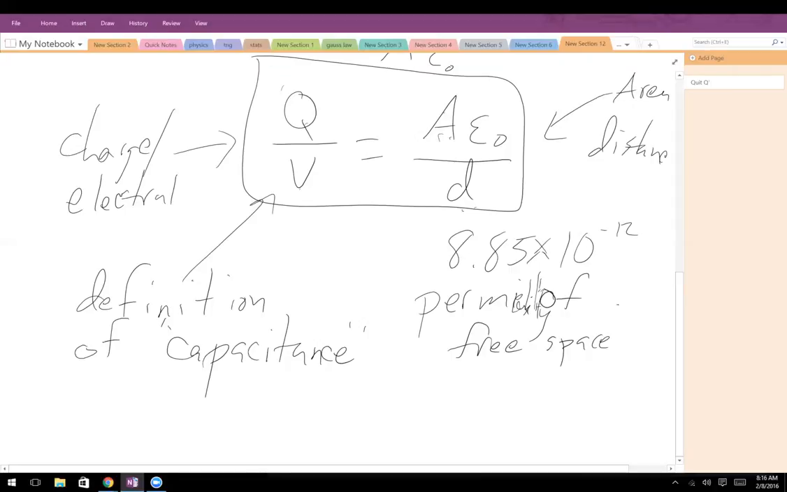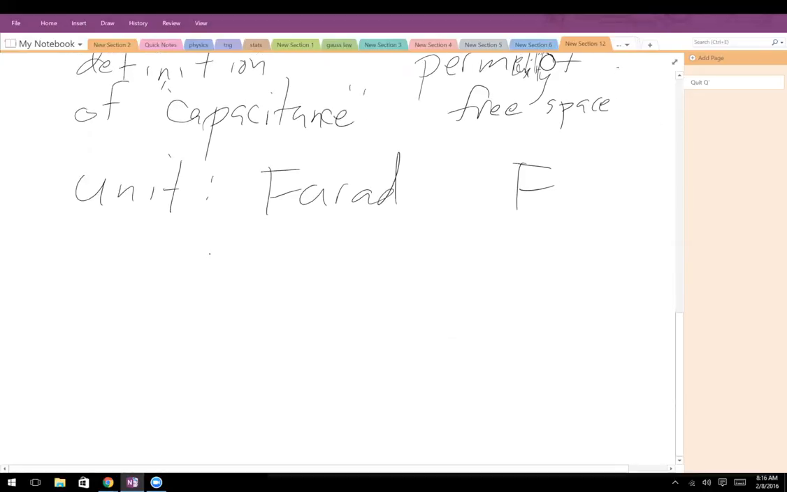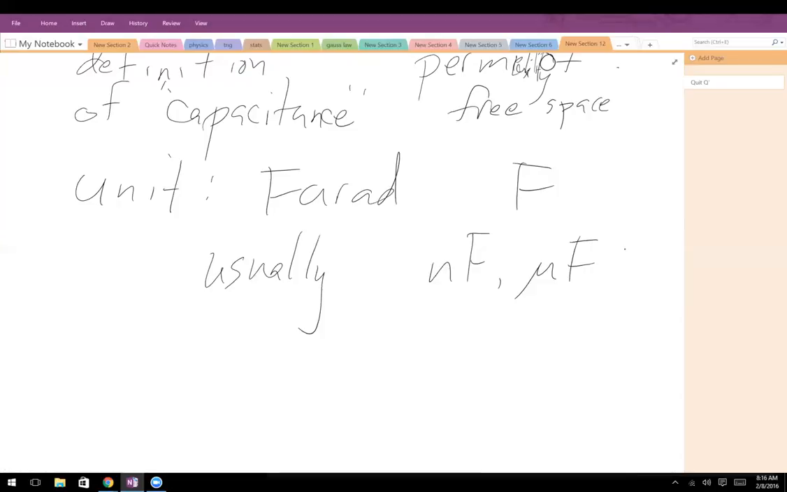So, okay, I guess one more thing about capacitance. Like anything, it has units. The unit is a farad, which is an F. And in real life, a farad is very, very large. So usually we're going to be working either with nanofarads or microfarads. It's very rare to have something that actually has like 2 farads or something for capacitance. That would be extreme. So, all right.